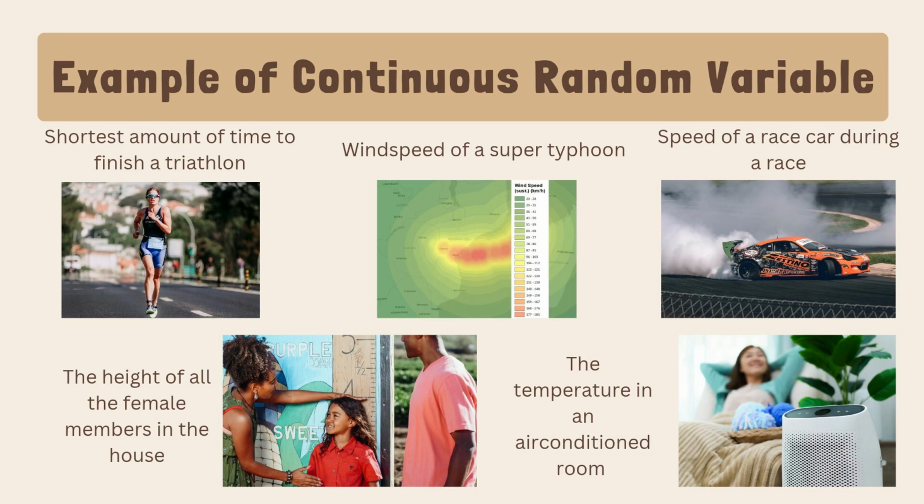These are examples of continuous random variable: shortest amount of time to finish a triathlon, wind speed of a super typhoon, speed of a race car during a race, the height of all the female members in the house, the temperature in an air-conditioned room.